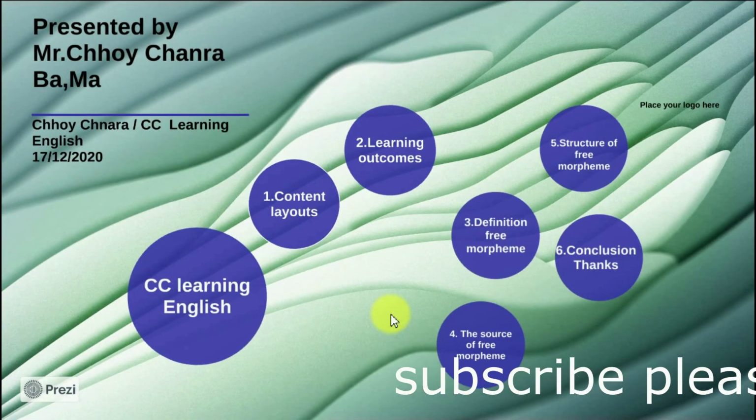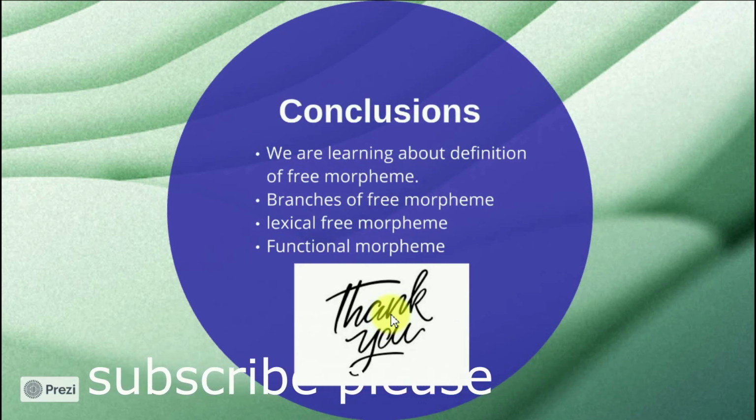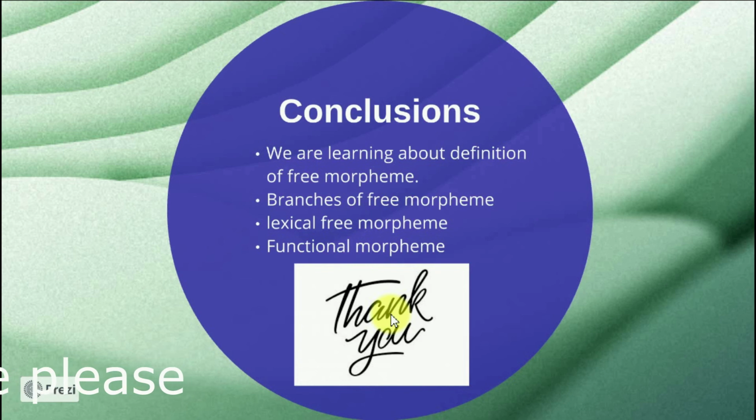The last part is the conclusion of the lesson you learned today. I talked about the free morpheme and its branches. The branches of free morpheme divide into lexical free morpheme and functional free morpheme. The source of the free morpheme is the morpheme, because the morpheme divides into free morpheme and bound morpheme. That is all the flow of connection. If you want to learn and remember morpheme or morphology, you have to understand the flow of connection.